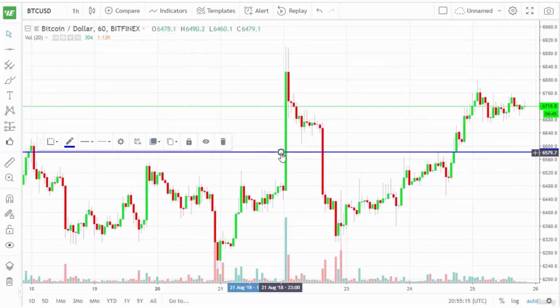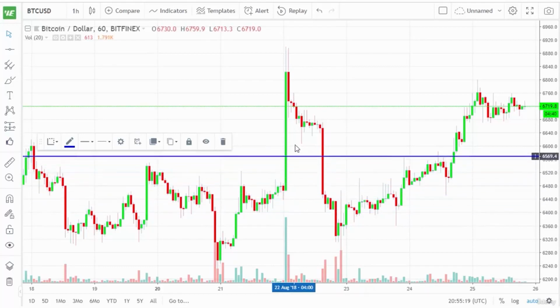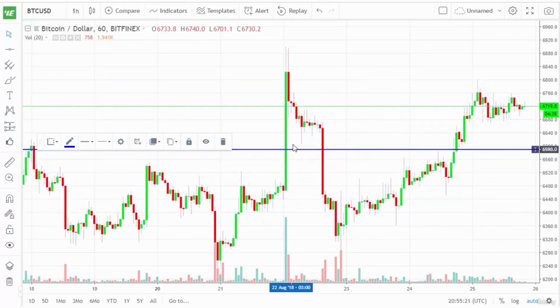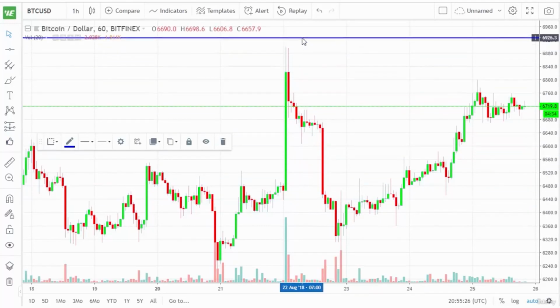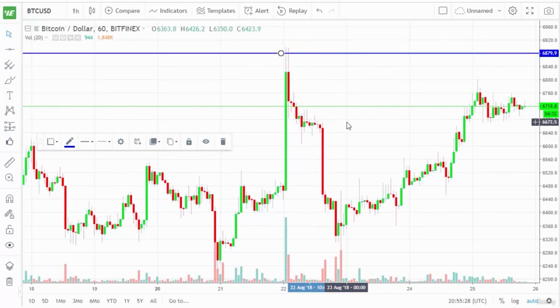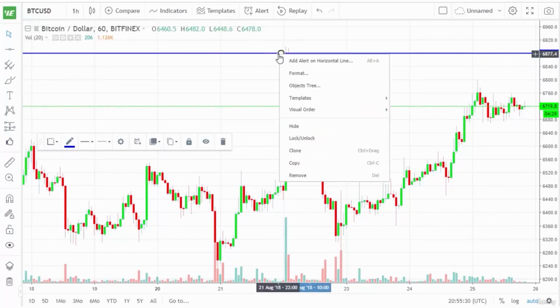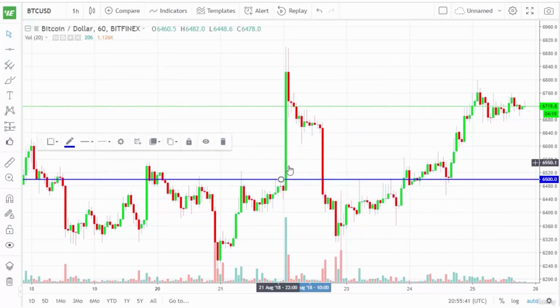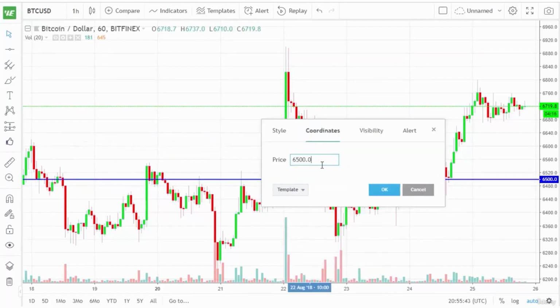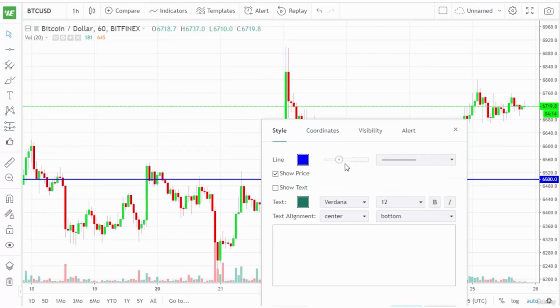You'll notice that the bubble has appeared. So if you hold down the mouse button and scroll, you can see that the price can be moved back and forth as I am doing here. You can also, for example, right click on this dot and then go to format, and you can change the price manually. So for example, if I want 6,500 even, I just click on that and it'll take it right there. I can also change the style and all of that as well.